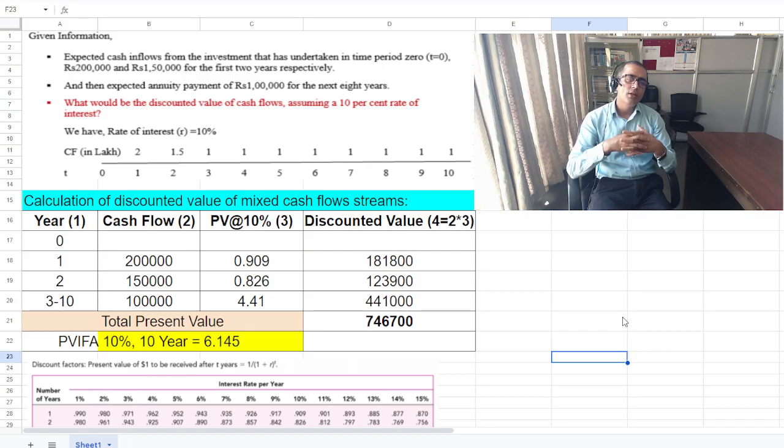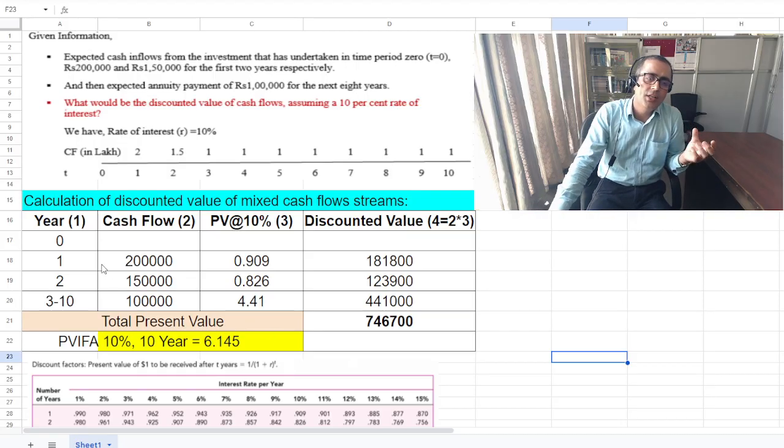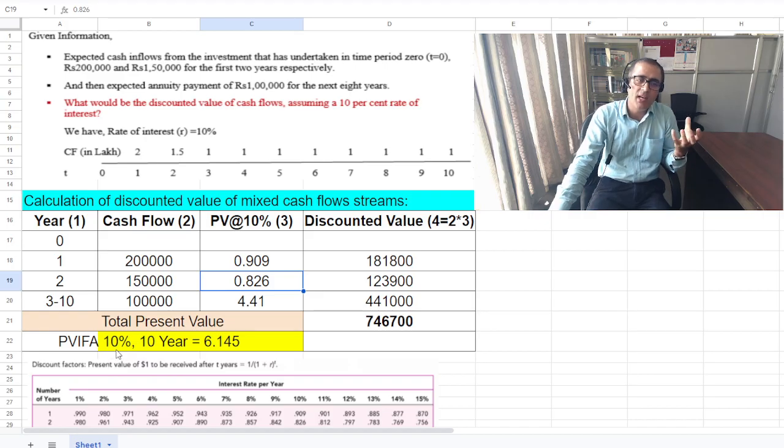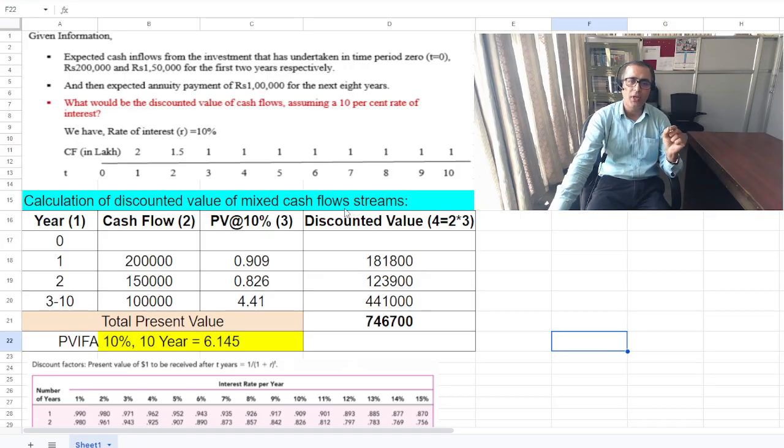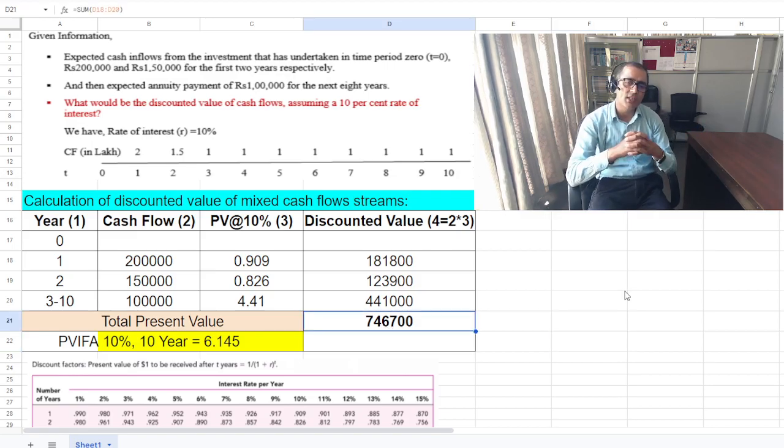I mean to say that you could solve the question in different ways, but logically you need to understand what I did here. In the first year PVIF, the second year PVIF, but this is the case of years 3 to 10. So at first you need to find the PVIF at 10% for 10 years, and then exclude: 6.145 minus this value minus this value, and this way you could find 4.41. Accordingly, when you multiply that with the cash flow, it will provide you the discounted value. So accordingly, 7,46,700 is our discounted value, friends.